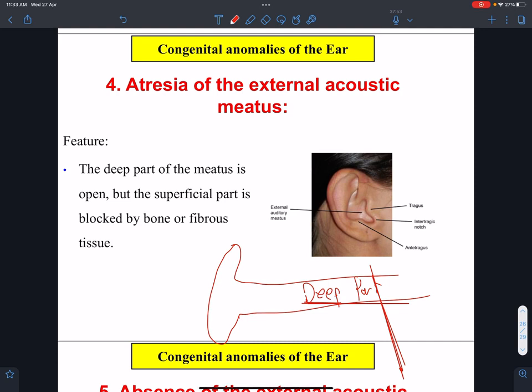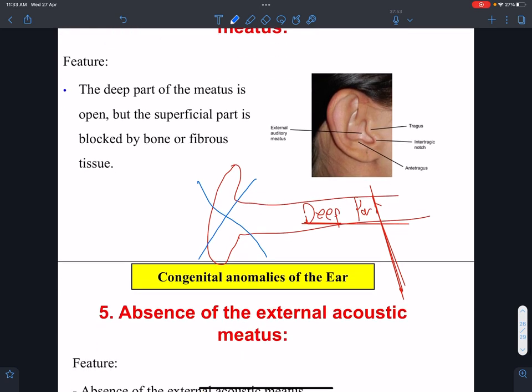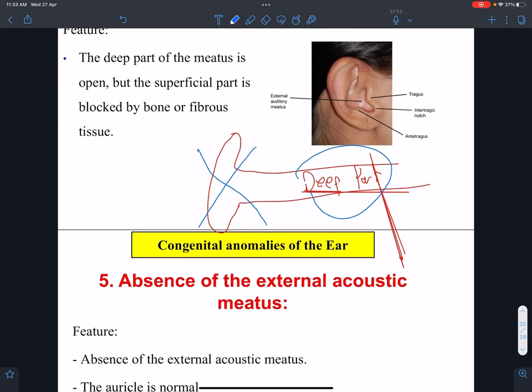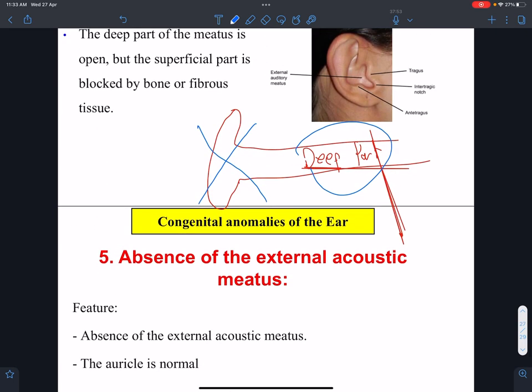You see this part? Let's put it in a different color. You see this part right here? The superficial part, it is blocked. There's atresia. It's blocked by bone and fibrous tissue. So the external acoustic meatus is closed. Okay, that's what you would see from the outside. Atresia of the external acoustic meatus. The superficial part is closed, but the deep part, if you see it inside, is open anyway. Okay. The last one is absence of the external acoustic meatus. The person has no acoustic meatus, but the auricle is normal, there is just no acoustic meatus.